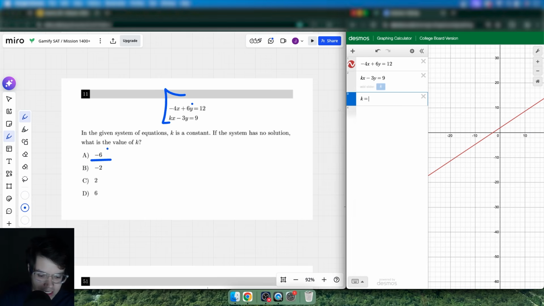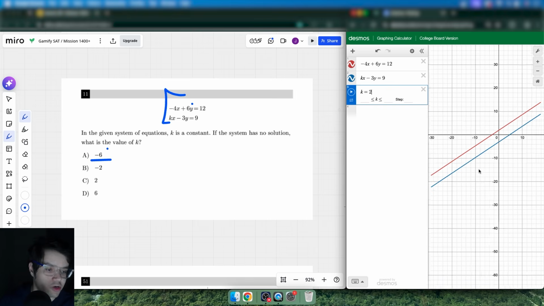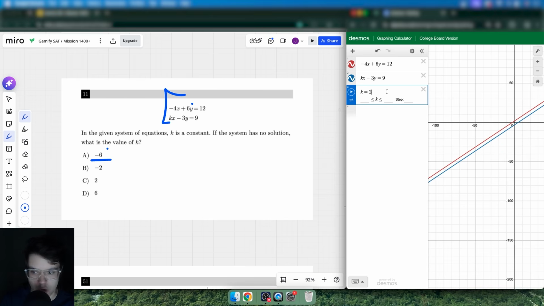So I can just say here equals -6. Okay, they do intersect there. Equals -2. Yes, again there. Equals 2. Okay, no intersection. Yeah, should be good. And then if I was to make it 6, yeah, there would be. So 2 would be the answer.